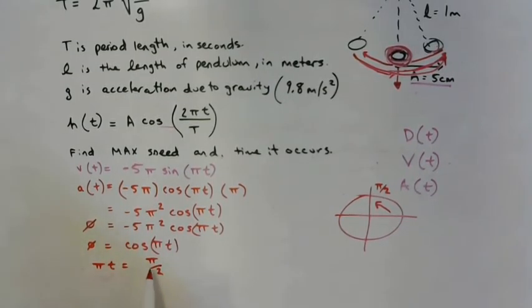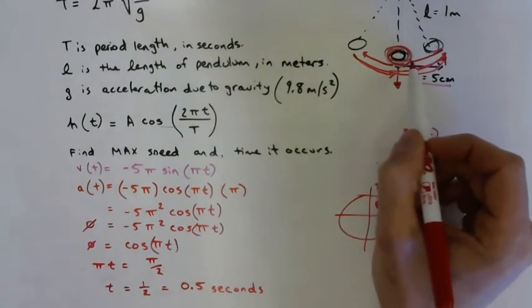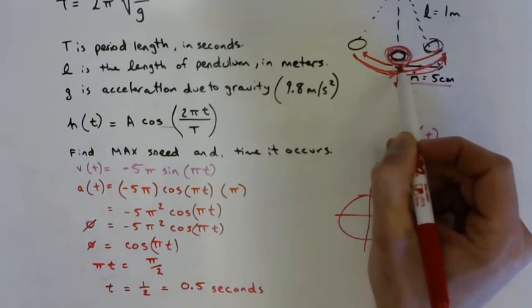Pi over 2 is pi times 1/2. So t equals 1/2. Pi times 1/2 is pi over 2. Since we're talking about seconds, we'll put it in as a decimal. That's 0.5 seconds. So the maximum speed occurs, if you pull this thing up and you let it go, the maximum speed will occur at 0.5 seconds.